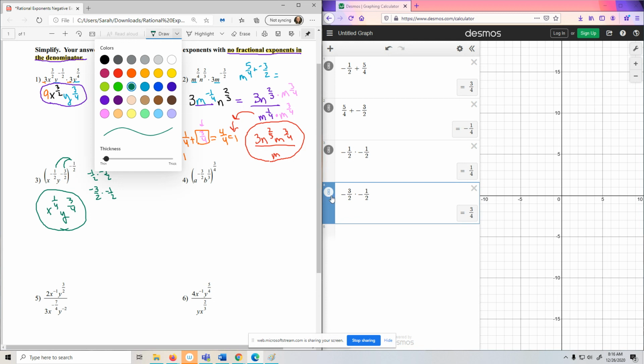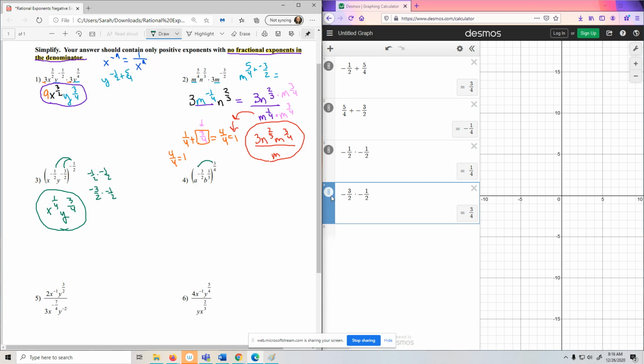Let's try another one. So same idea, I need to multiply negative 3 over 2 times 3 over 4 for a.